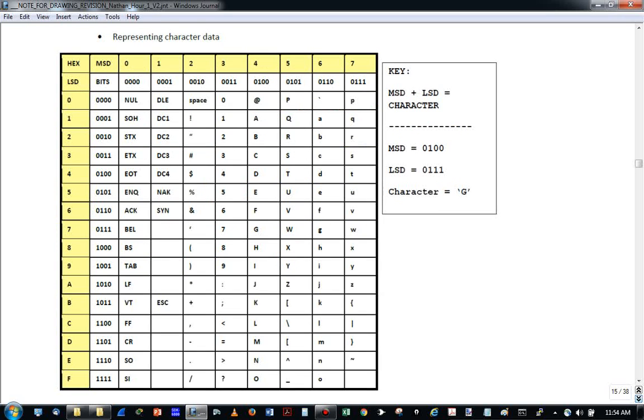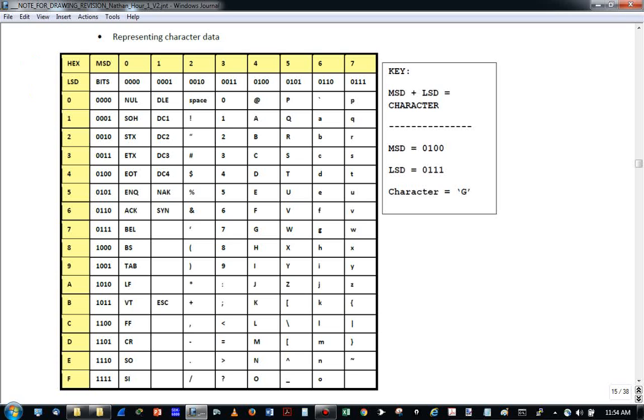We also looked at representing character data. So we looked at an ASCII table. The one interesting thing about this ASCII table is that normally tables work with the rows first and then the columns. This particular ASCII table works with the columns first and then the rows.